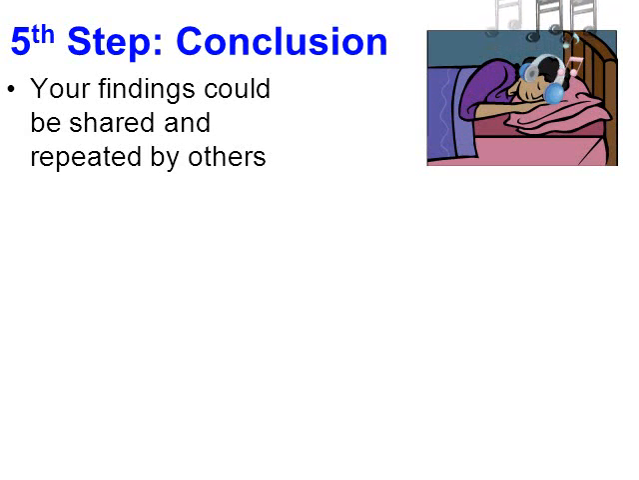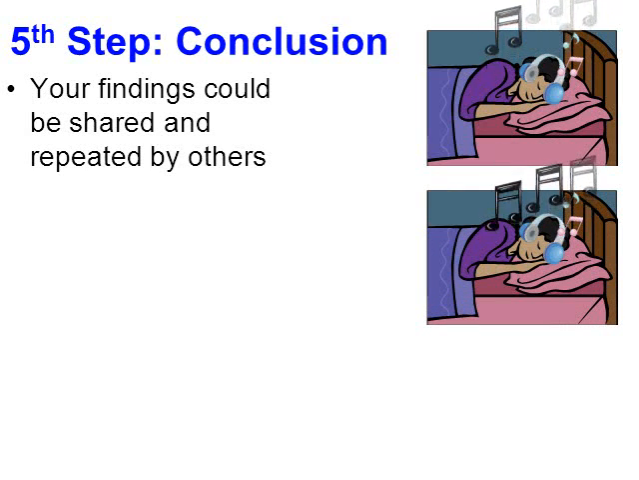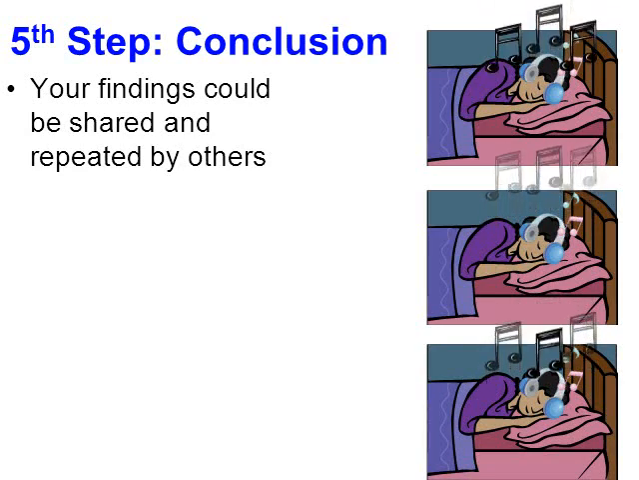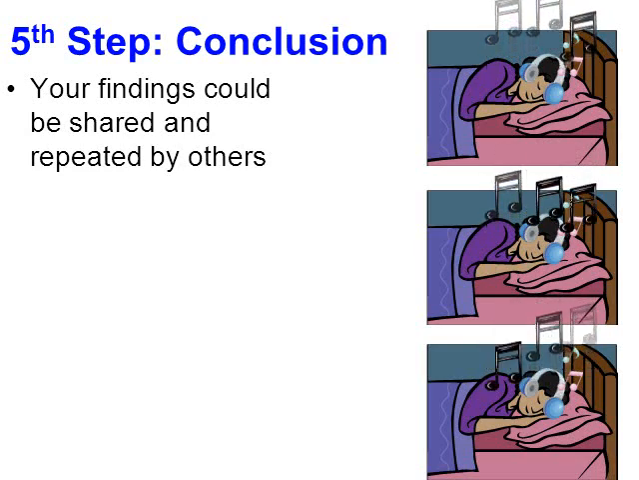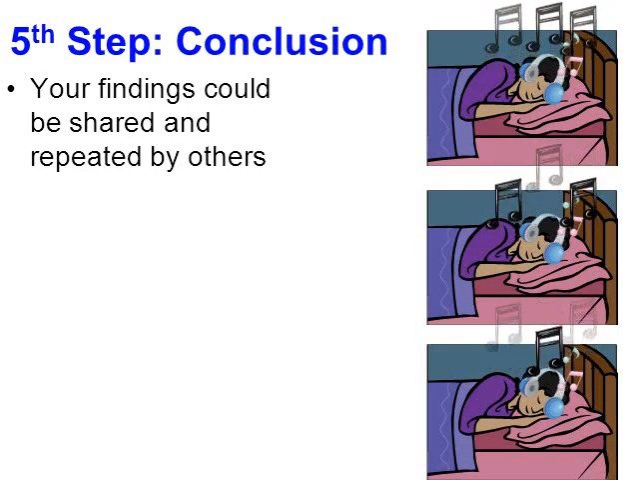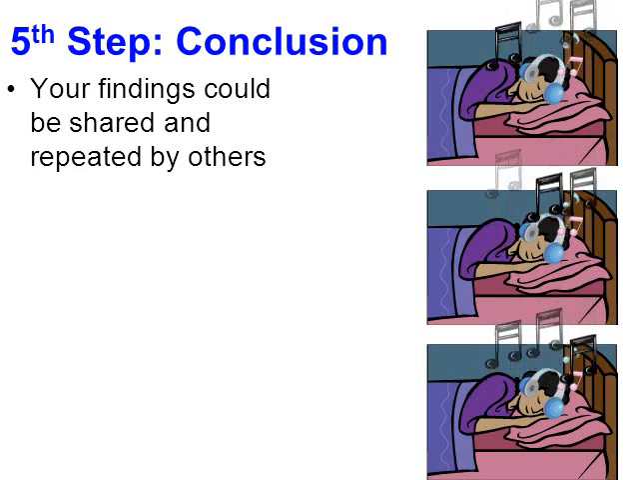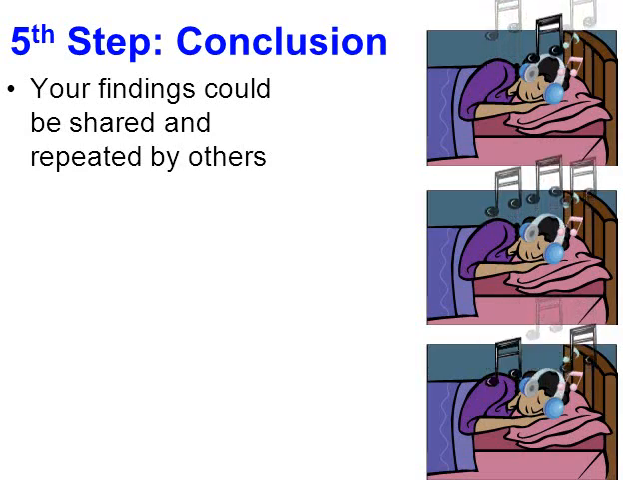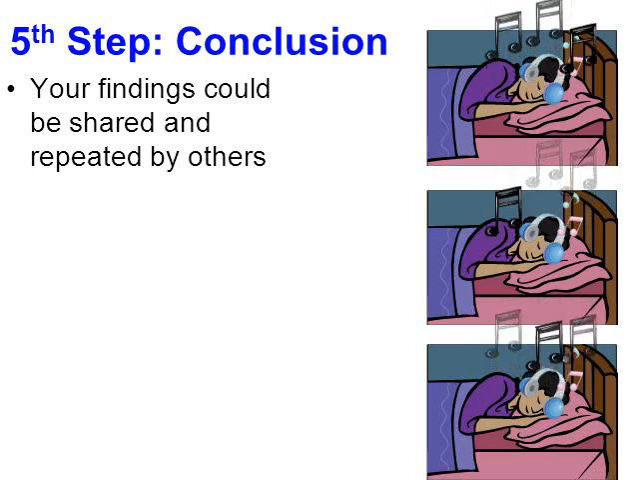And then we have the 5th step, the conclusion. So in this step, like it says, your findings could be shared and repeated by others. A second experiment, a third experiment could be designed by others. Not necessarily using the same lady, but the point is that others would have to repeat this, or perhaps even the person who originally designed this experiment could repeat it themselves. But that experiment would then be shared by others, so then they could also repeat it as well.